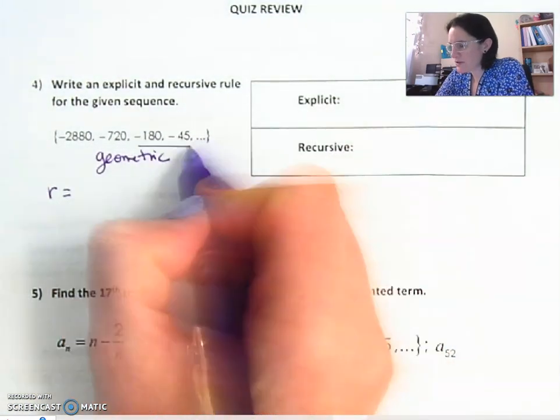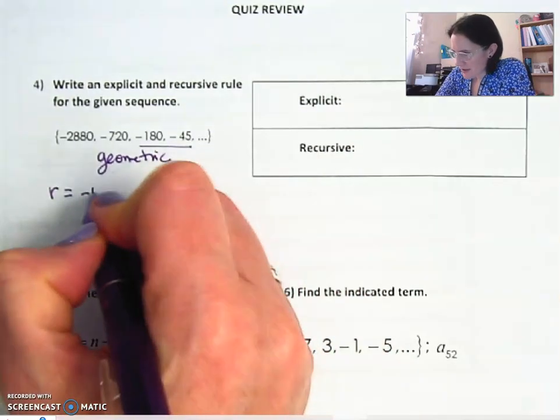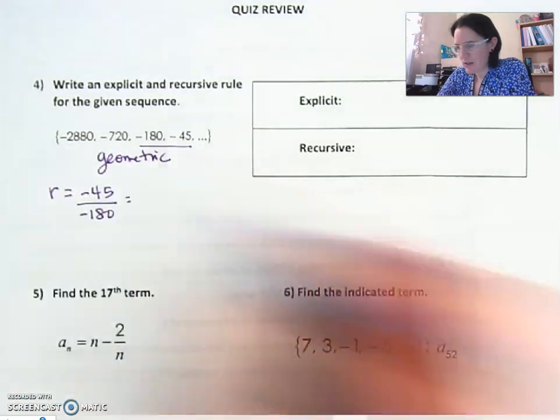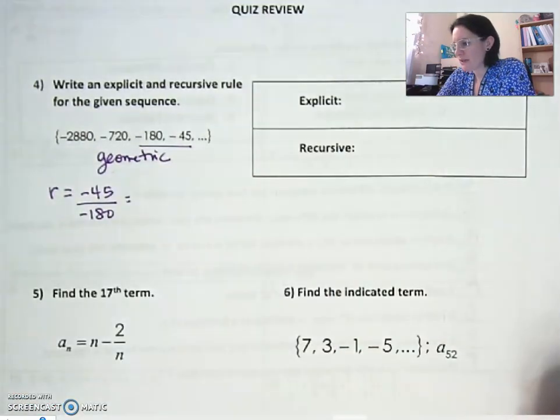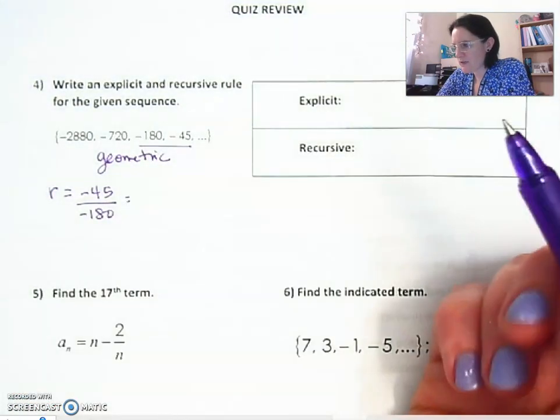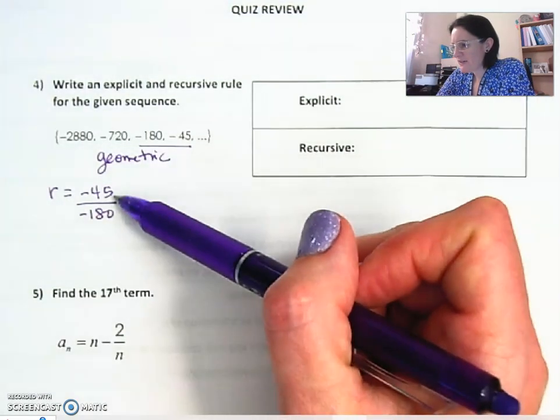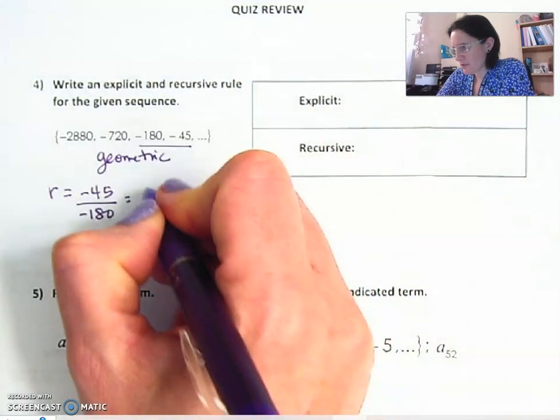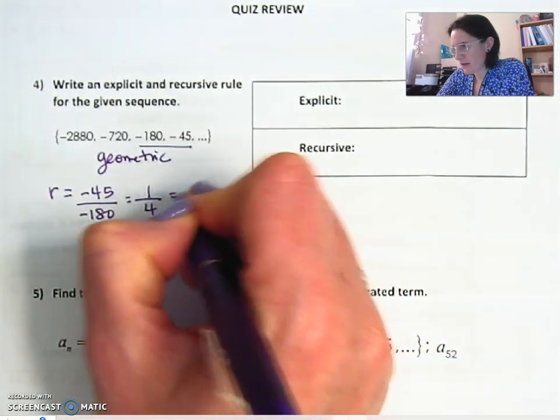I'm going to go with these two since they're smaller and therefore presumably easier to work with. So negative 45 over negative 180, a negative divided by a negative is a positive. 2 45s is 90, so 4 45s is 180. So this simplifies to 1/4. That's my R value.